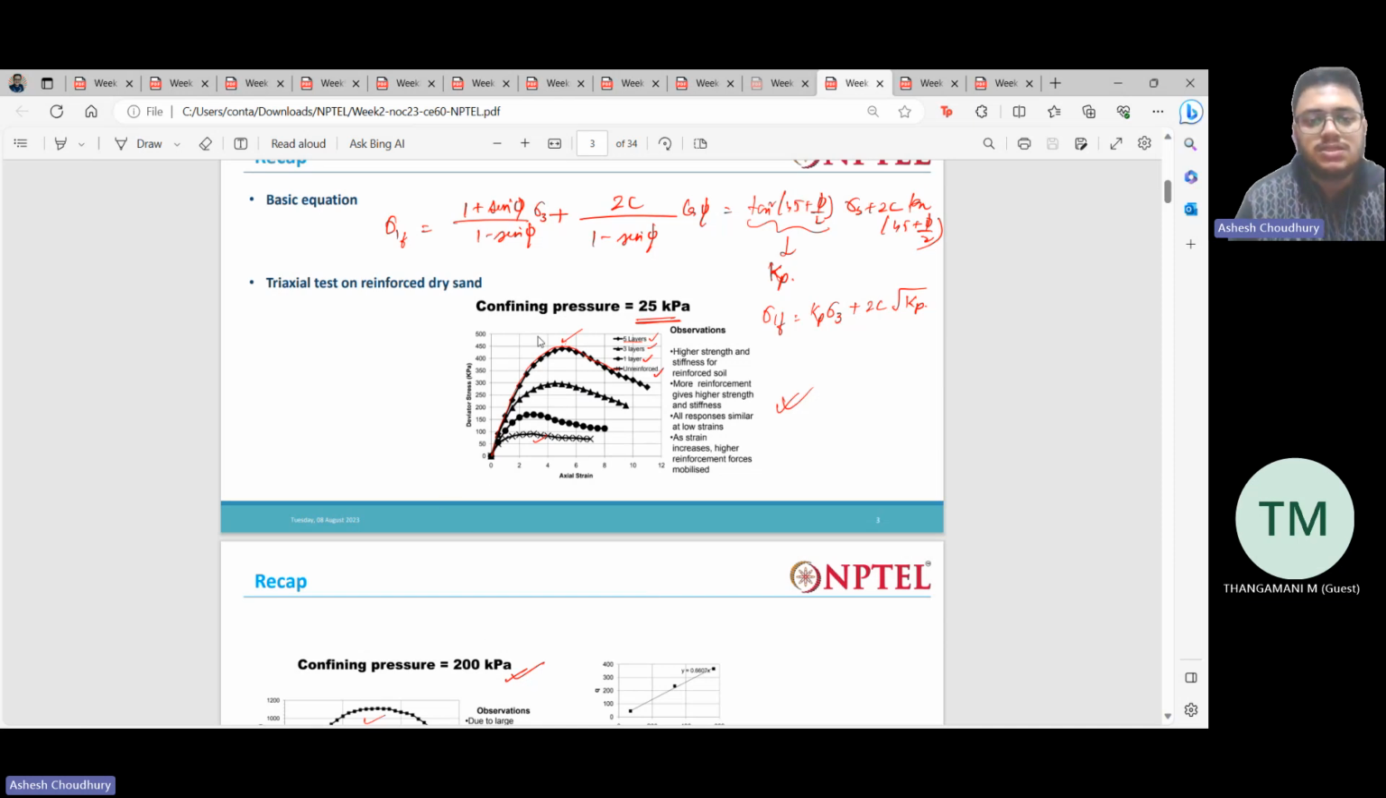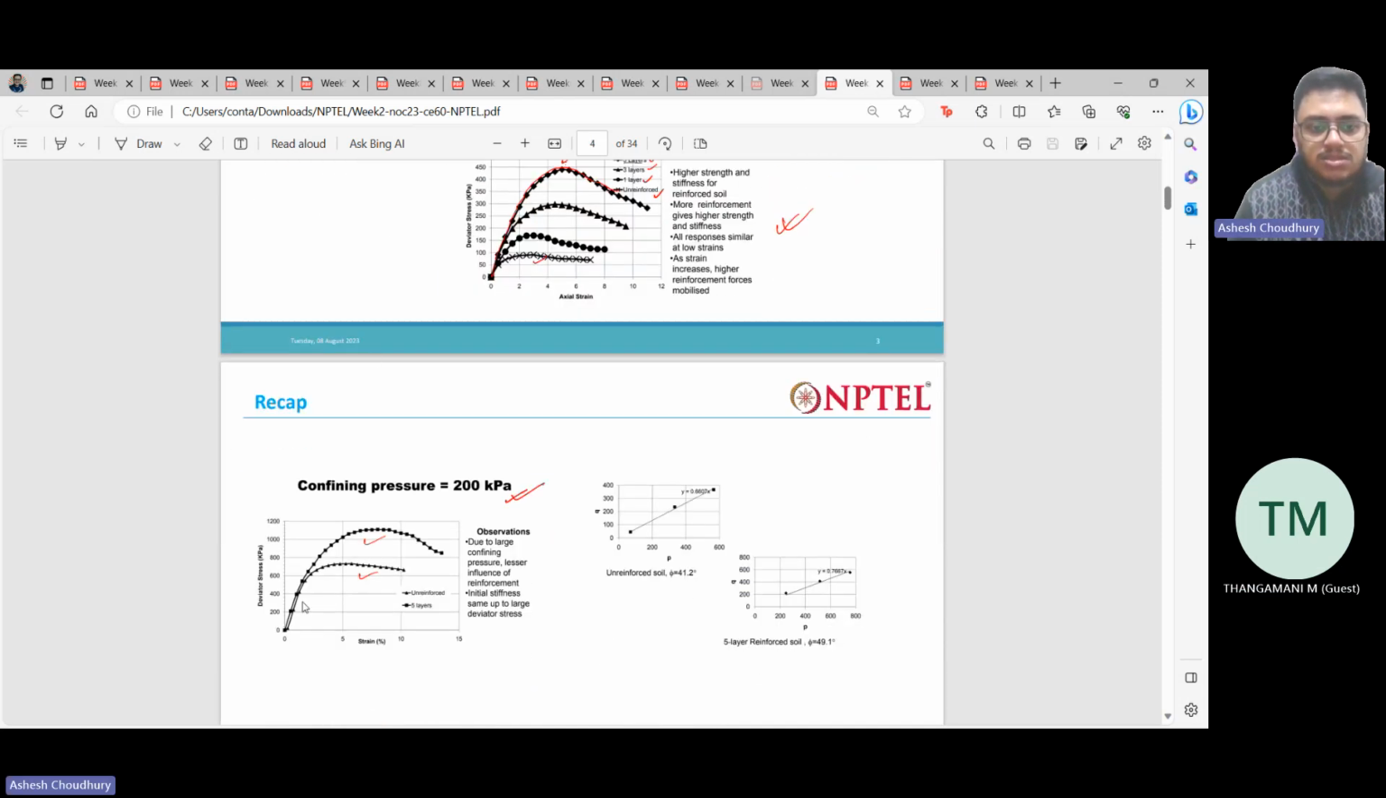So with that, what happens? The strength of the soil is actually increasing. So that is shown here. It is for one confining pressure and this for one more confining pressure. So from these test results, we can plot the p-q graph. From the p-q graph, we can get the phi value, the phi value of the soil.